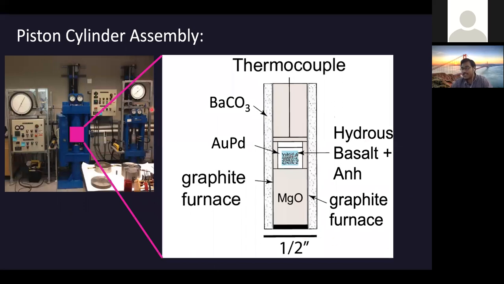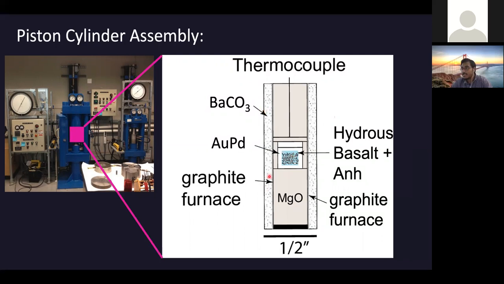So piston cylinder is this blue device here. This device helps us to carry out the high pressure, high temperature experiments. As the image shown on the left, this press has two pistons, one here and one here, that apply pressure from both ends into the assembly that is shown in this schematic diagram. In the middle of this assembly, we place the gold palladium capsule, inside which we have our starting mix.